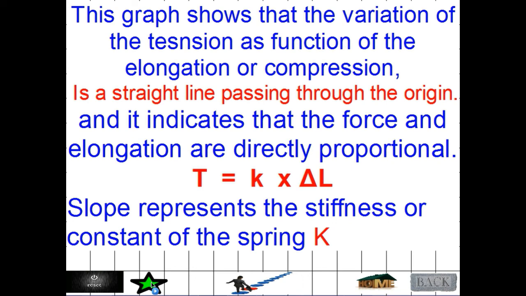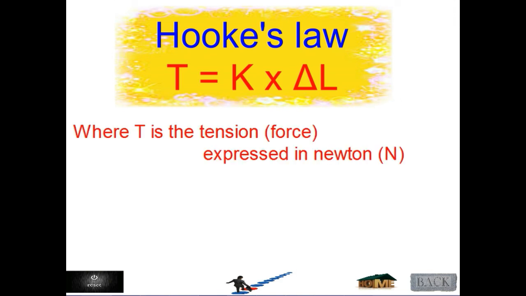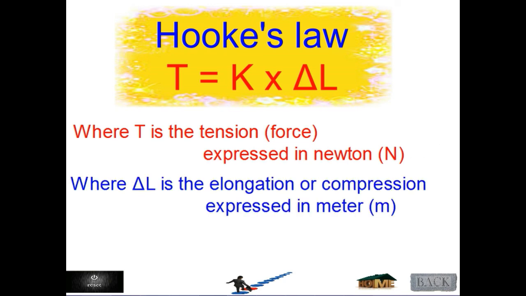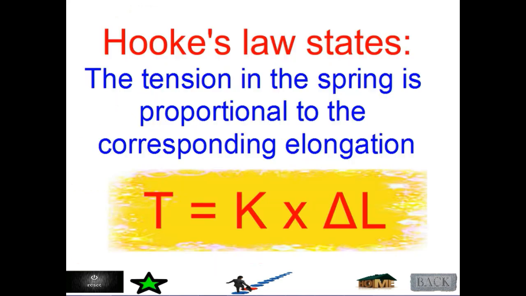Each spring has its own stiffness and own constant. So we reach to Hooke's law. T equal K delta L. T is the tension force expressed in Newton. Delta L is the elongation or compression of the spring expressed in meter. And K is the stiffness or the constant of the spring expressed in Newton per meter. And Hooke's law states the tension in the spring is proportional to the corresponding elongation, T equal K delta L.